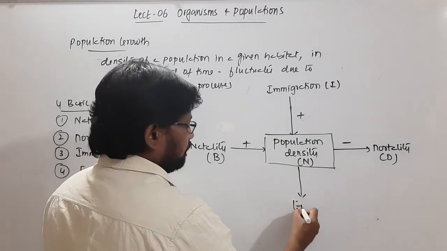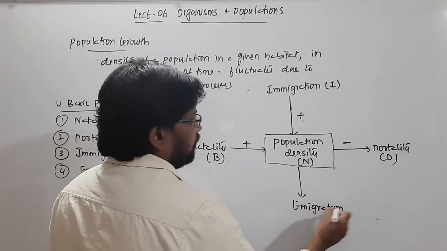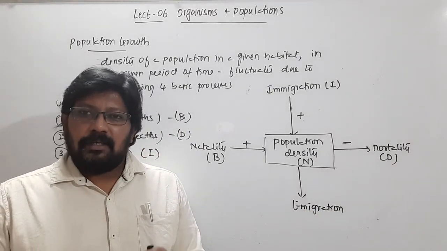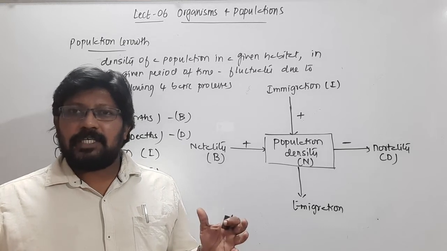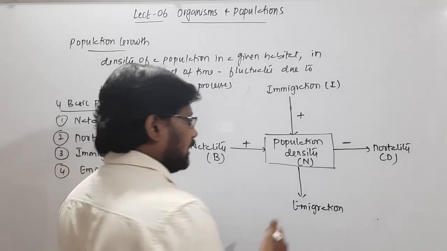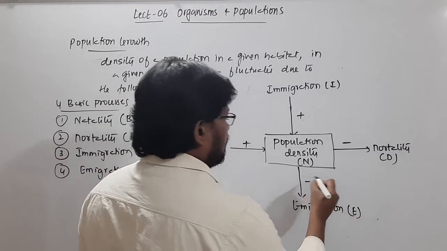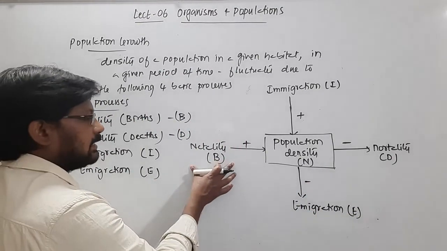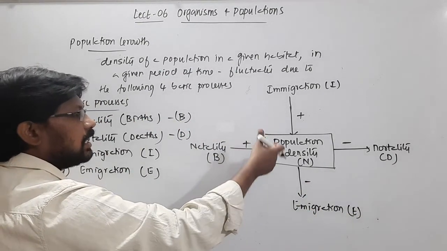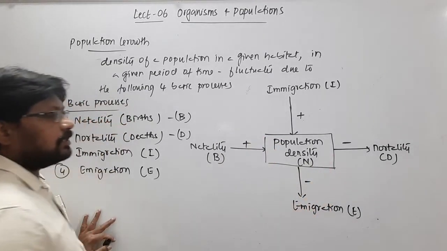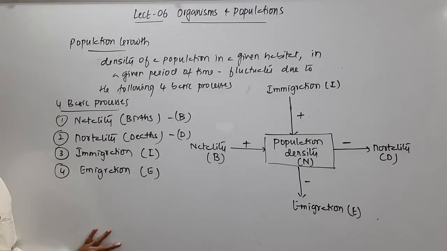Then emigration means the people from India, say suppose they are moving out of the country. So when people from this place move out of the country, the population density of India will be decreasing. So in this case, the emigration, which is E, I'll take as negative, that is minus. Now natality and immigration both increase the population density, whereas mortality and emigration will decrease the population density.